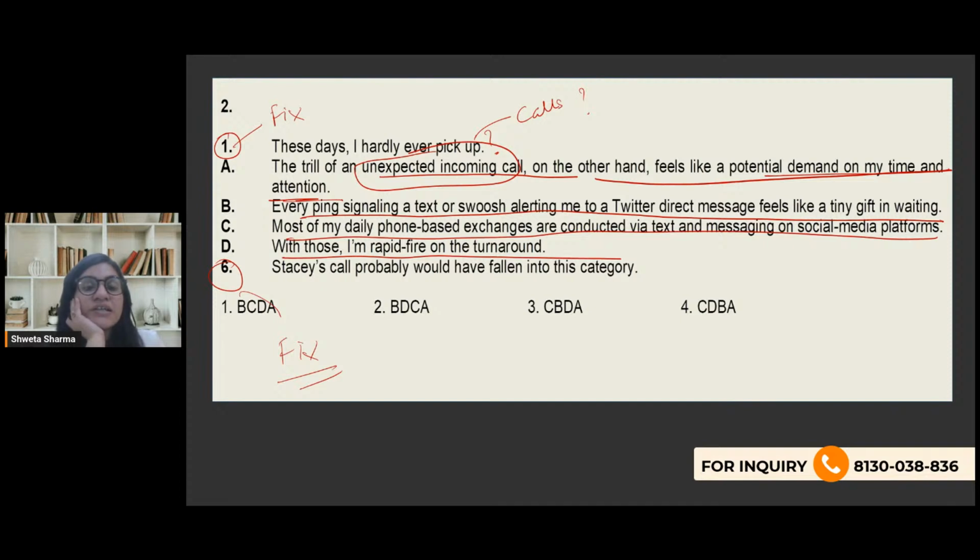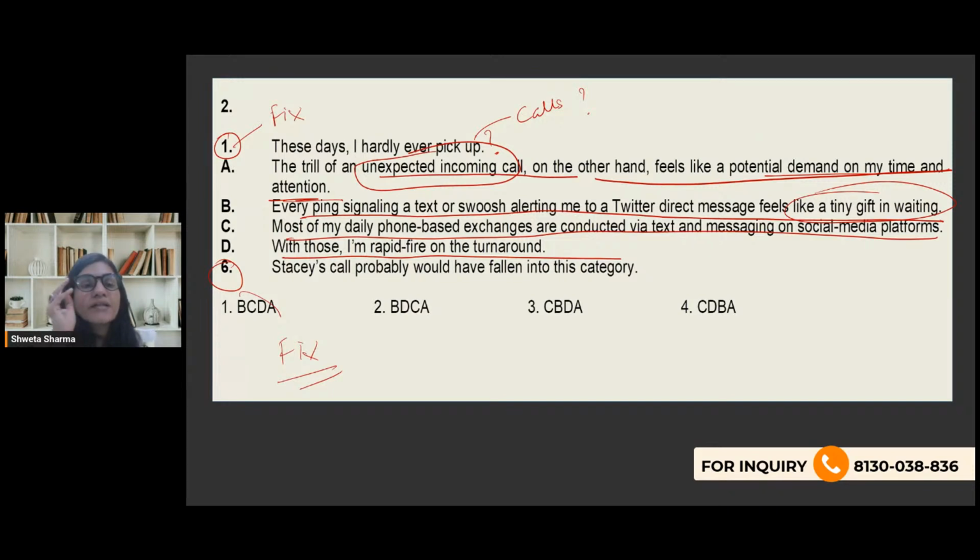Every ping signaling a text or swoosh alerting me to a Twitter direct message feels like a tiny gift in waiting. If it is a message which is there on my Twitter or somewhere where I feel, okay, this is something more like a gift to me. Most of my daily phone exchanges are conducted via text messaging on social media platforms. With those, I'm a rapid fire on the turnaround. So those are the ones which I can simply take up. Rapid fire on the turnaround means I can quickly answer those messages. So Stacy's call probably would have fallen into this category. Maybe Stacy, when she tried calling me, it might have fallen into the same category.